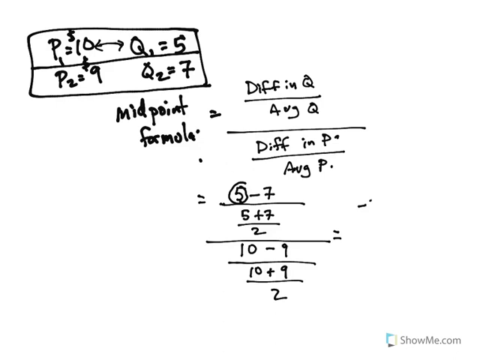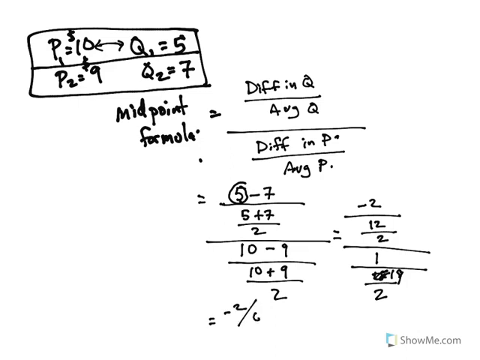So 5 minus 7 is minus 2. 5 plus 7 is 12 over 2. 10 minus 9 is 1. 10 plus 9 is, oh sorry, 19 over 2. So minus 2 divided by 6, over 1 over 19 divided by 2 is 9.5. Oh, there's that 9.5 again, right? We knew it would show up eventually.